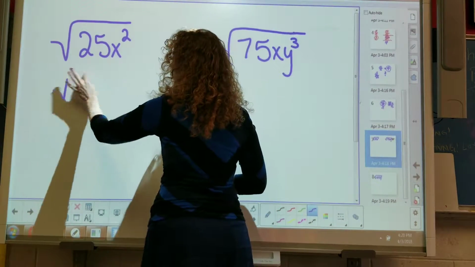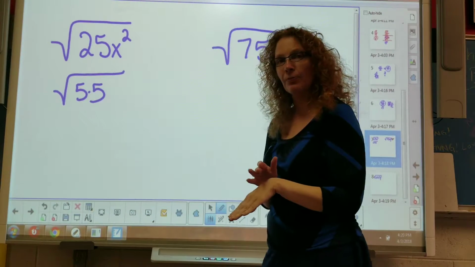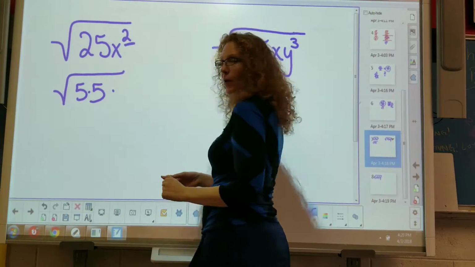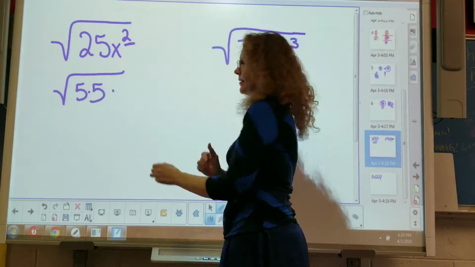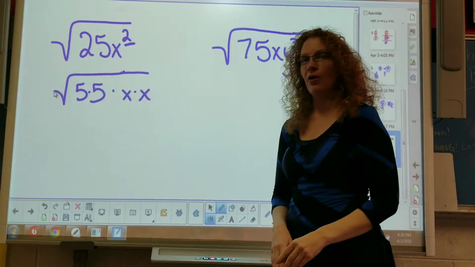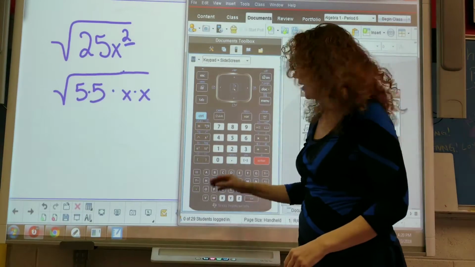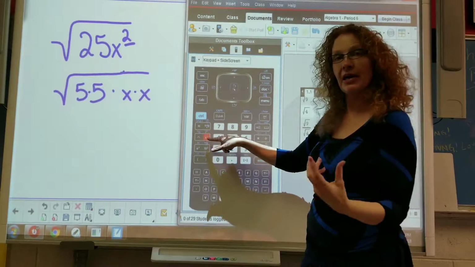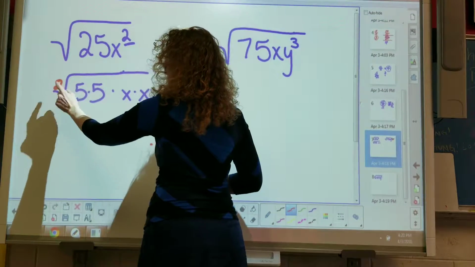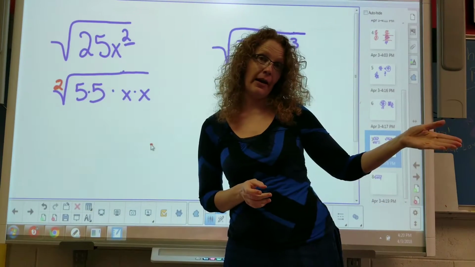So I know that 25 is 5 times 5. Once again, if you need to use your factor button, use it. I know this square means I write the x twice, x times x. I also know that since this is a square root, it is the inverse of squaring. Because it's not there, I know it's a number 2, so I'm going to put a 2 here. This means I'm looking for groups of 2 to go out of the house and go on a date.